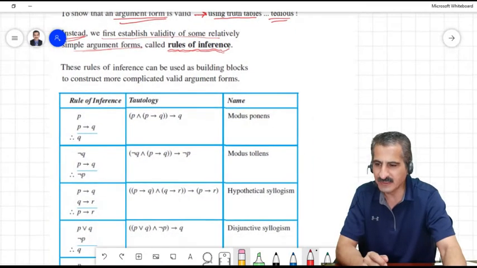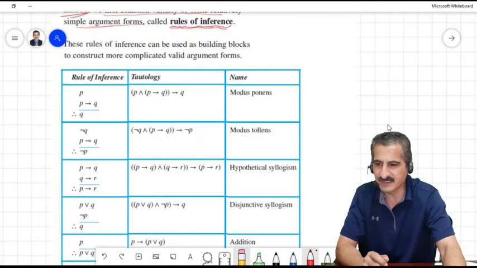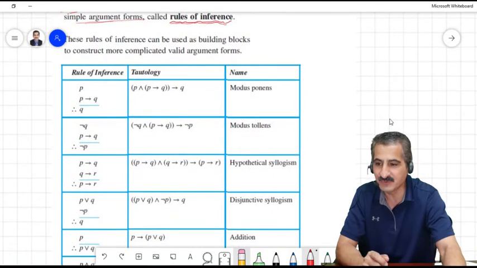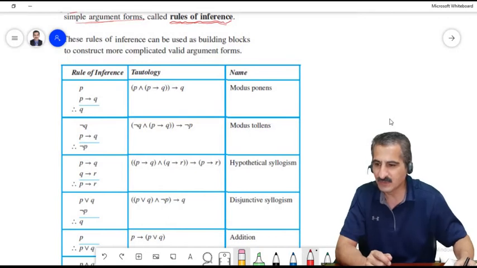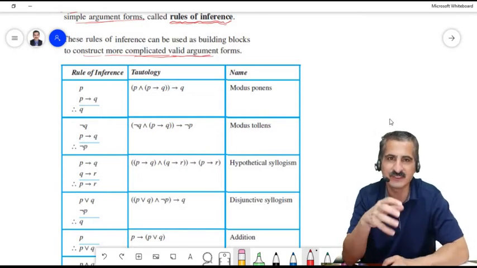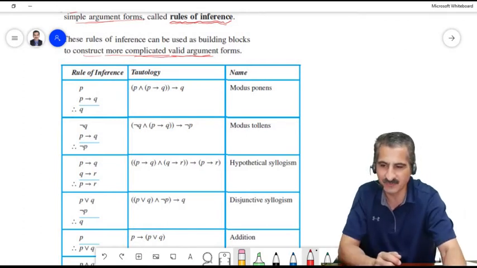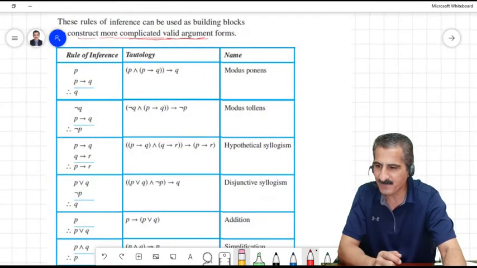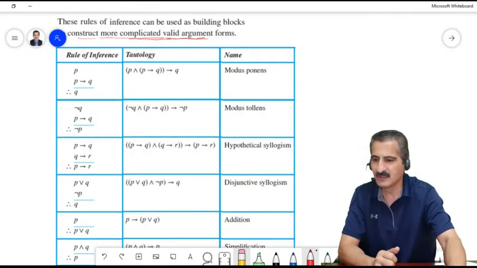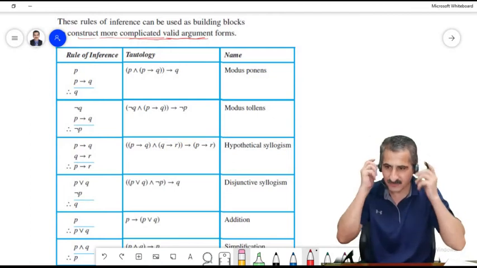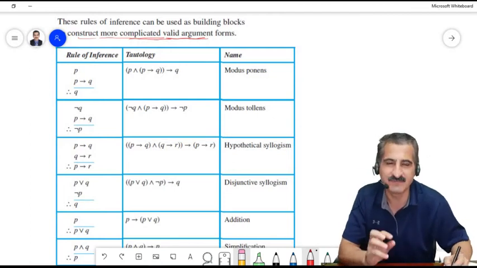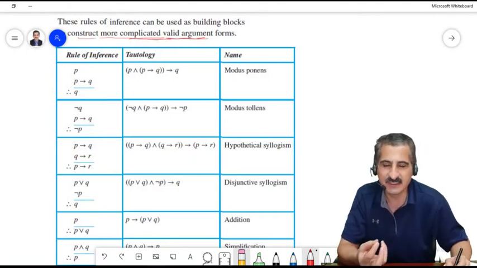So again, these rules of inference can be used as building blocks to construct more complicated valid arguments. So we have simple rules of inference that will help us to work with more complicated argument forms. Okay. So let us see these rules of inference. They are easy to understand, very intuitive, but we need to put them in some rules, in some forms.